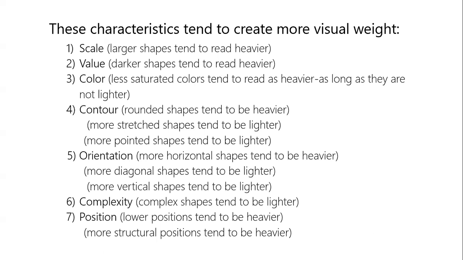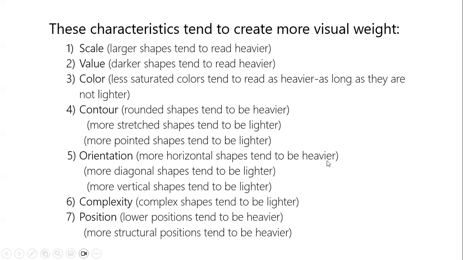So these characteristics tend to create more visual weight. Things that are heavier or larger, like larger shapes, tend to read heavier. Darker shapes tend to read heavier. Less saturated colors tend to read heavier than more saturated, as long as they're not super light colors, right? Rounded shapes tend to be heavier. More stretched shapes tend to be lighter, especially if they're stretched more vertically or diagonally. More pointed shapes tend to be lighter, especially if they're pointed diagonally, especially pointed upward diagonally.